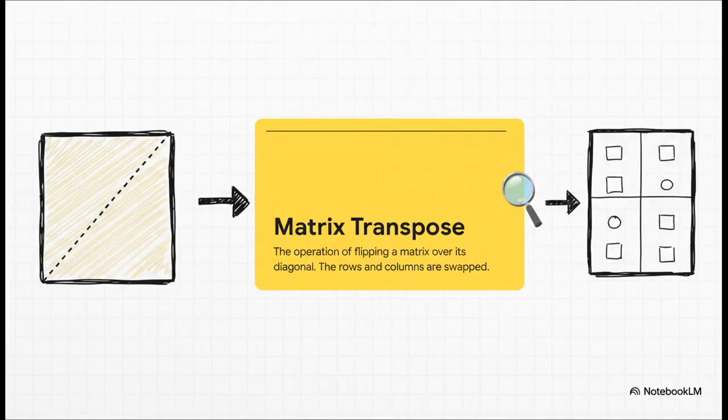The transpose. This time we're not combining two matrices, we're just rearranging one of them. The best way to picture it is to imagine a line running from the top left corner to the bottom right. Now just flip the whole matrix over that line. What happens? The rows become the columns, and the columns become the rows.